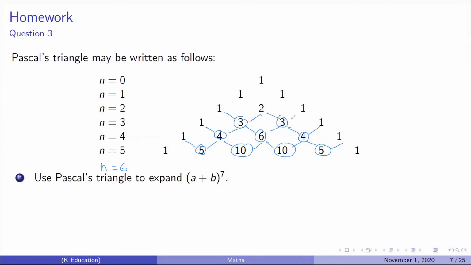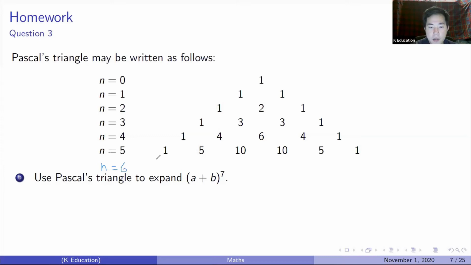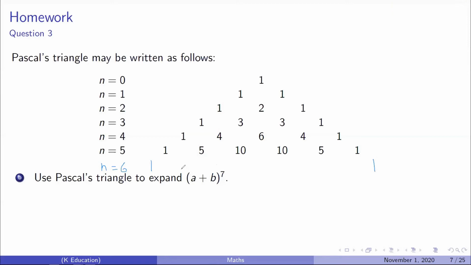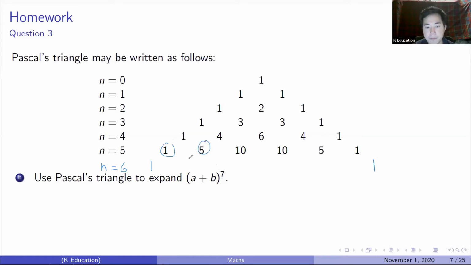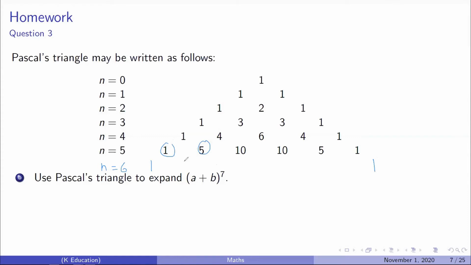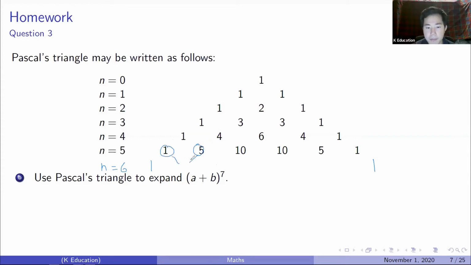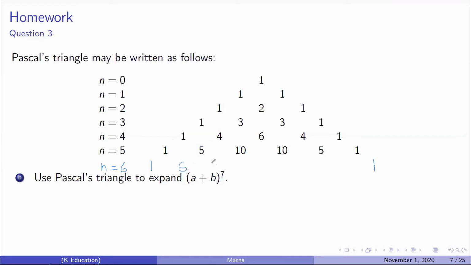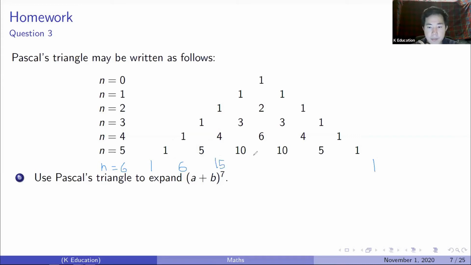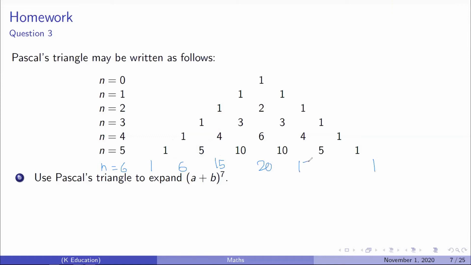Yeah. Okay, so how do I get the n equals 6 row? It's always going to start and end with 1. So there's a 1 here and a 1 here. What goes in the middle? 5. So 1 and 5. What's the number if you add them up? 6. Yes. Next number? 15. Next number? 20. 20 and 15. Yep. And 6.